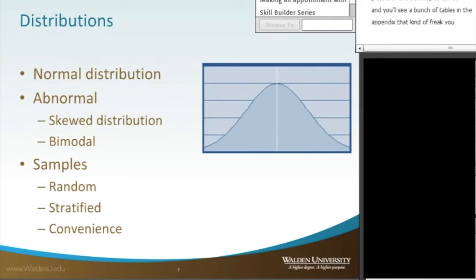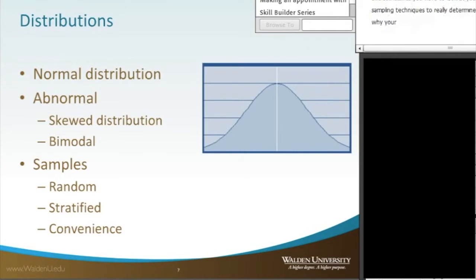But let's take a look at distributions and what a normal distribution looks like. It's also important and good to know what an abnormal distribution looks like. It may be a skewed distribution, it may be bimodal, and sometimes you have to look at your sampling techniques to really determine why your distribution is what it is.